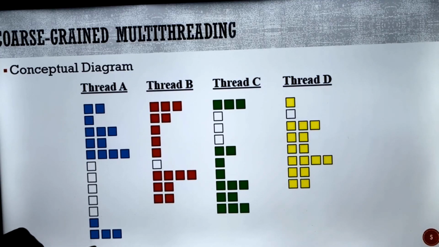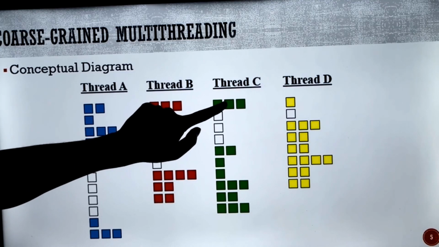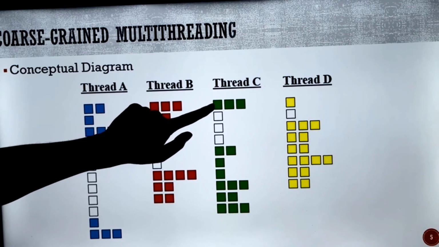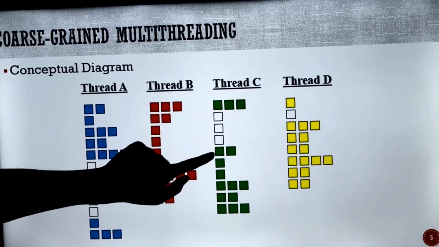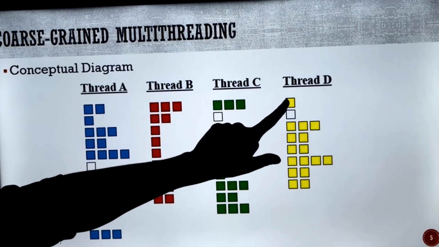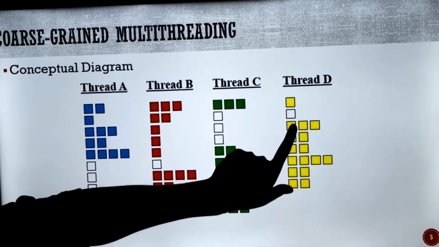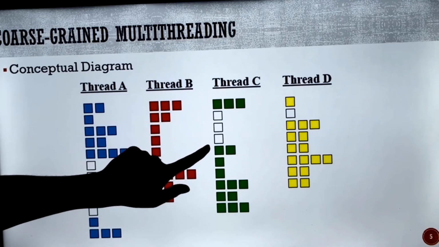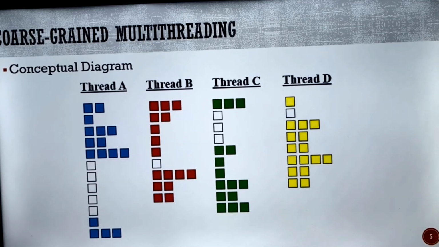So now I can execute these 2. Once these 2 are done, I will go for thread C. In thread C, after executing the first instruction itself, I have a long gap. Instead of waiting for that, I will start executing thread D. This thread D will be completed. Then I will come back here and execute thread C. This is how it works.